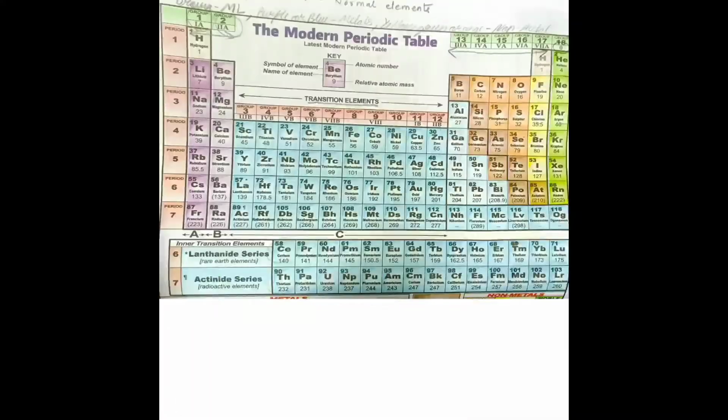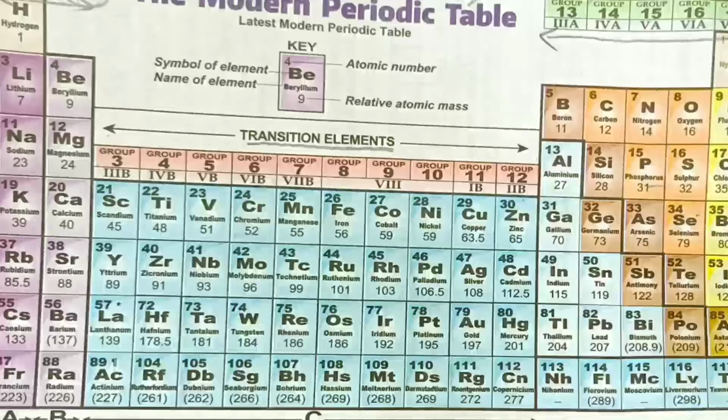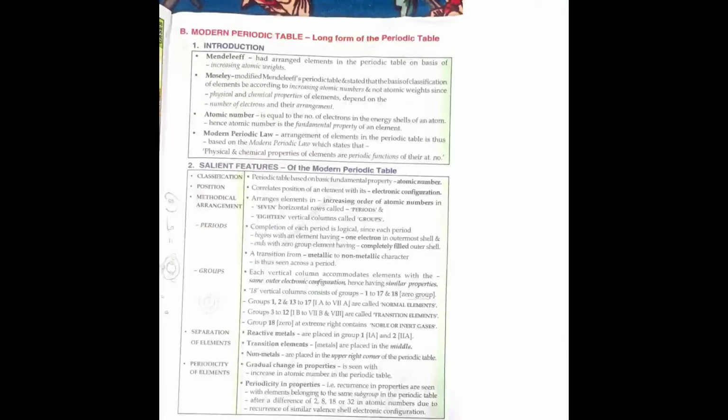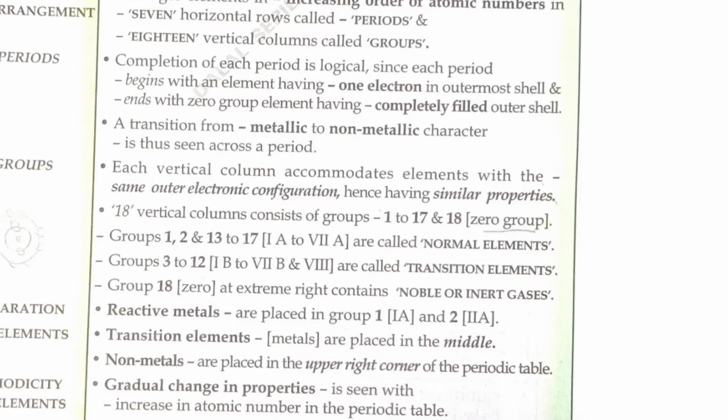So for that we can take the example of lithium, sodium, potassium. The atomic number of lithium is 3, electronic configuration is 2, 1. The atomic number of sodium is 11, electronic configuration 2, 8, 1. The atomic number of potassium is 19, so 2, 8, 8, 1. So if you observe the outermost shell, the electronic configuration is same, that is 1, and similar to that all the elements were arranged in the periodic table. So elements with the same electronic configuration are in the same group.